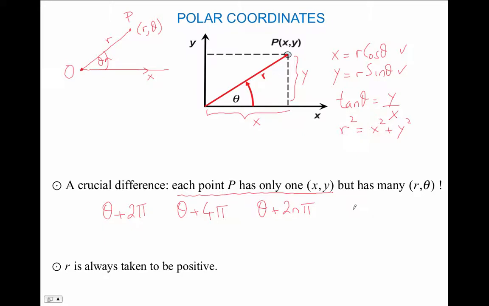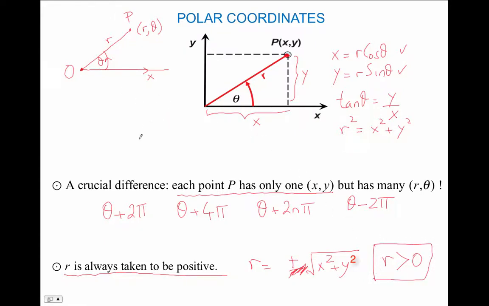Or of course, I could go in the other direction. In other words, theta minus 2 pi. Obviously, these are all different angles, but they all correspond to the same point P over here. There's a second important point. We shall always take r to be positive. You see over here from r squared equals x squared plus y squared that there are two possibilities. r is plus or minus the square root of x squared plus y squared. Well, we shall never take the minus sign. We shall always take r to be positive. And of course, nothing is lost by taking this condition.